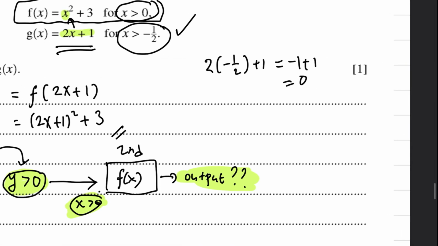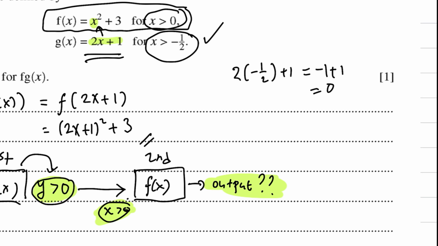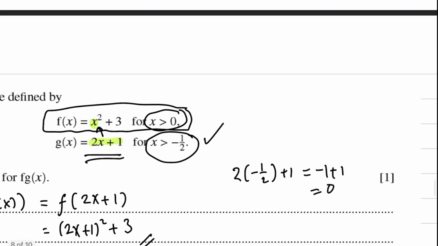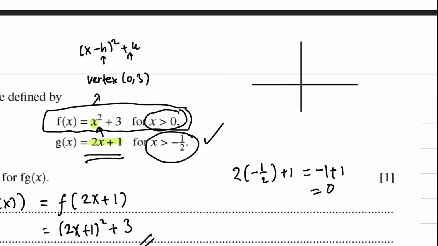Very simple. Because we know the vertex here, maybe I'll draw it here. The vertex for this one is 0, 3, because we compare it to x minus h squared plus k, but we don't have h here, so it's 0, and then the k is just 3. And then we just draw the graph. 0, 3 is here. This is the graph facing upwards because the a value is positive.